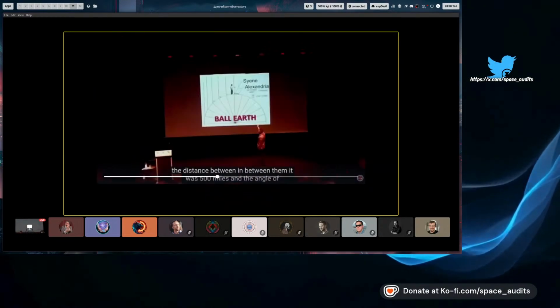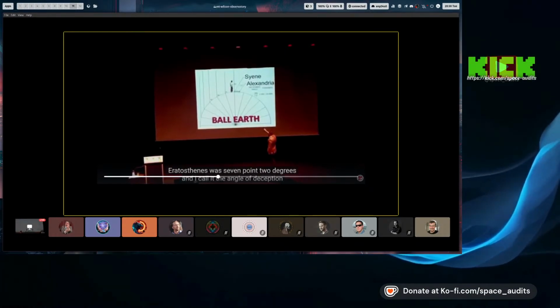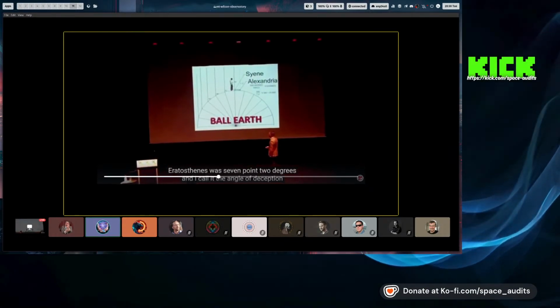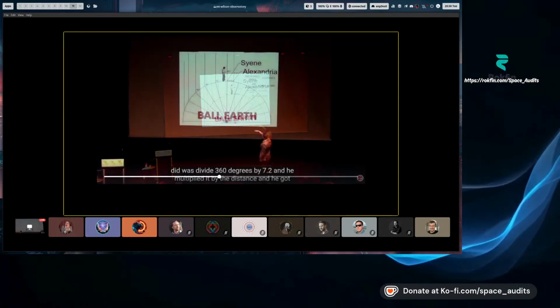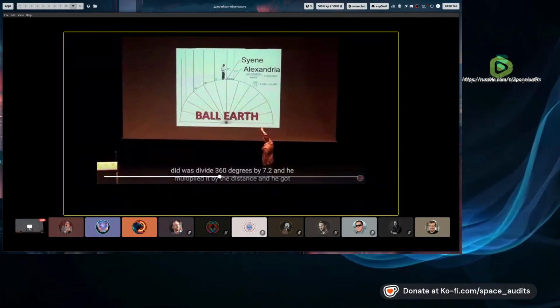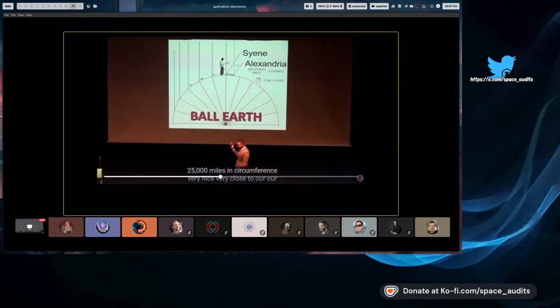So they measured the distance between them. It was 500 miles. And the angle of Eratosthenes was 7.2 degrees, and I call it the angle 500 stadia, because it's not the angle of elevation, but it's almost the same thing. So what he did was divide 360 degrees by 7.2, and he multiplied it by the distance, and he got 25,000 miles in circumference.